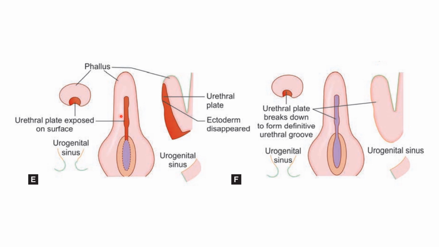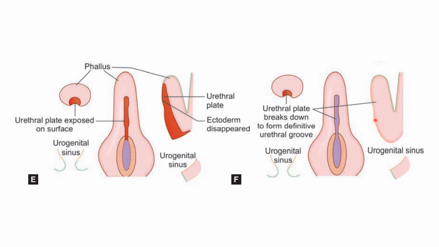Now you have to look at this figure E. You have to focus on the ectoderm overlying the urethral plate, that is over this area. The ectoderm overlying this urethral plate will disappear, and as a result, the endoderm of the plate is seen from the surface. So on the surface, what we are seeing here is actually the endoderm of the urethral plate.